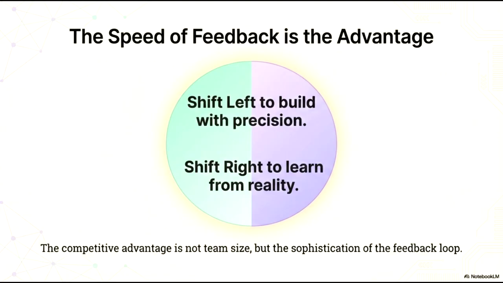On the other side, shifting right allows us to learn from reality. This involves monitoring and gathering data directly from production environments to understand how our systems perform in the real world and how users actually interact with them. By balancing these 2 strategies, we create a continuous loop of learning and improvement. The goal is to move beyond mere execution and foster a culture where the speed of insight drives our path forward.